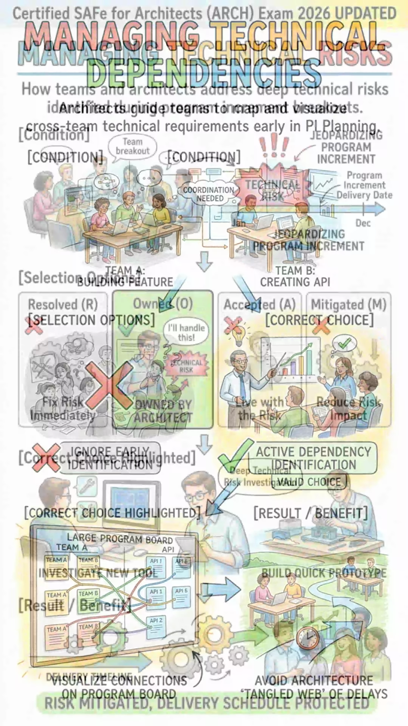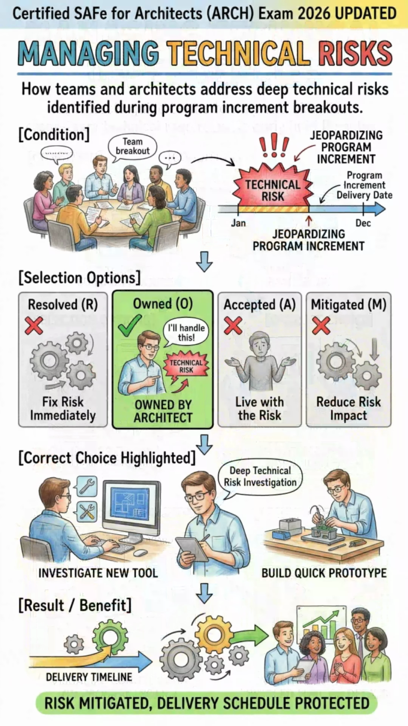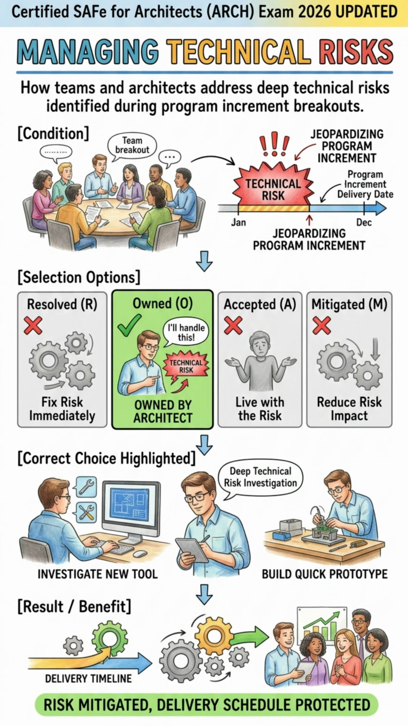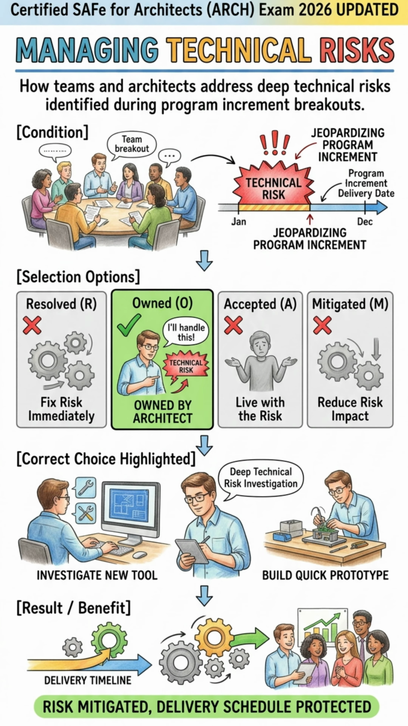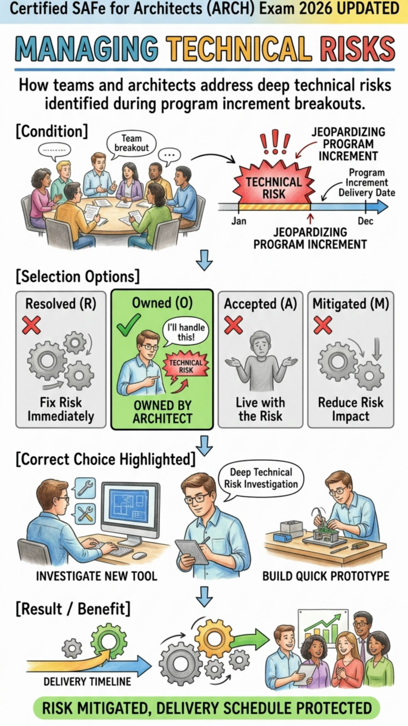Sometimes, teams will identify technical risks during their planning breakouts that could jeopardize the entire program increment. SAFe uses a specific technique called ROAM to handle these risks. ROAM stands for resolved, owned, accepted, or mitigated. As an architect, you will often take ownership of deep technical risks, committing to investigate a new tool or build a quick prototype to mitigate the danger before it impacts the delivery schedule.